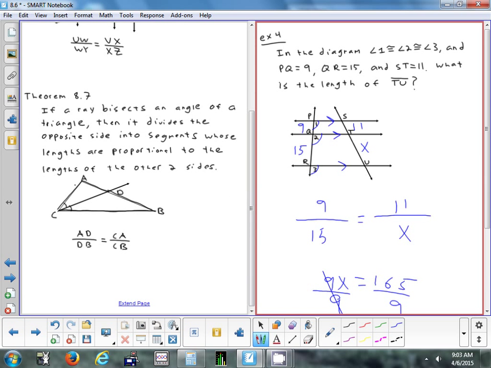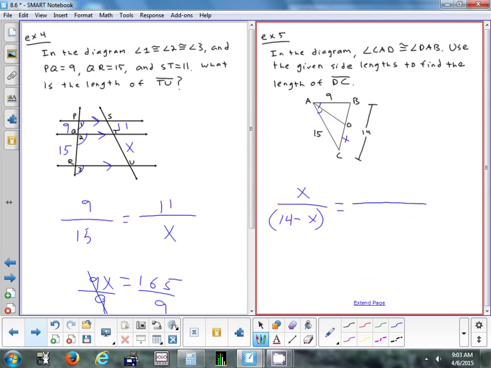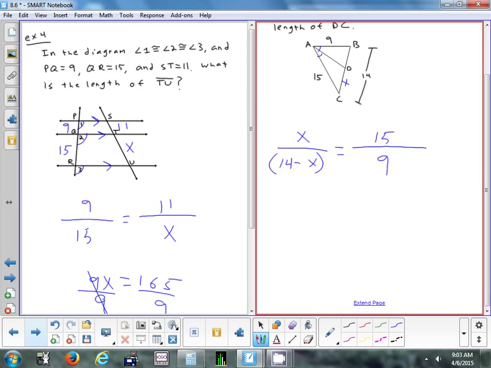So we've got AD over DB. Now do the side of the triangle that's touching the original segment you picked. Okay? So we did x. The side that's touching the x is 15. The 14 minus x, that's DB. What's the side touching that? It's 9 units long. And now you just have to solve it. That's it. That's your proportion. Okay. Be very careful you do the distributive property on that diagonal.